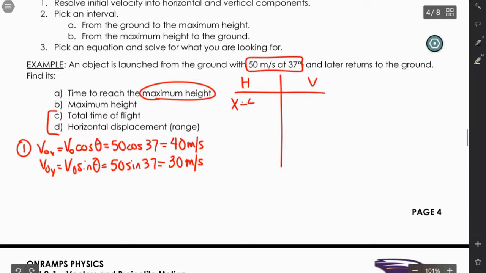X equals 40t, because now we're not going to use the 50, we're going to use our component, which is 40. And now we're going to write our y. Our initial y position is 0. I'm going to put this y out in front, even though I know it's going to end at 0, because we're writing just the general function. It's going to be 30t minus 4.9t squared. So there is step 2, writing our functions.